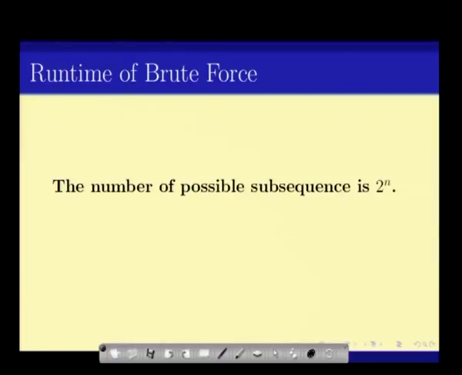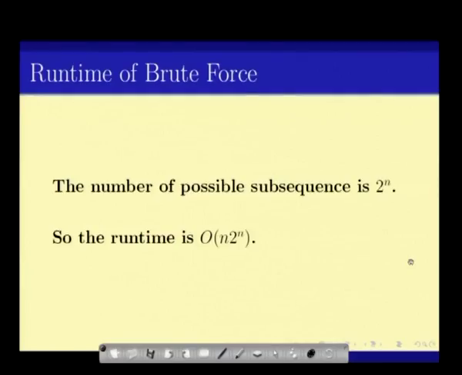So, under any such combination of can be picked and not be picked, you would get a subsequence. So, the total number of possible subsequences is 2 to the power n. For each of these subsequences, we will be taking, in the worst case, around n steps to check if it is increasing, and in that case the total runtime or the number of steps required is around order n times 2 to the power n.